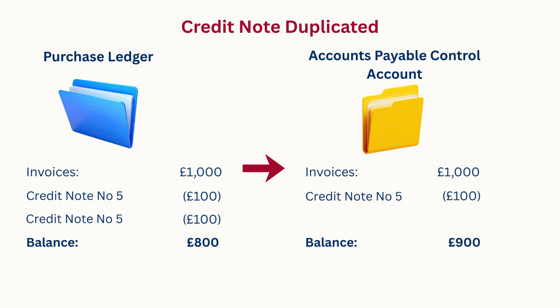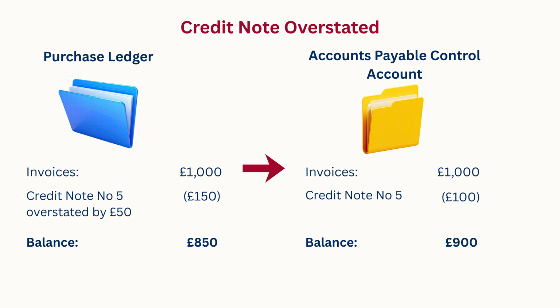This error shows a duplicated credit note. The purchase ledger has reduced the balance by £100 twice. The control account only reduced it once, so it has the correct balance. Duplicating a credit note always reduces the balance too much. Here the credit note was overstated in the ledger. Instead of recording a £100 credit, £150 was recorded. This reduces the ledger to £850, while the control account remains at £900. An overstated credit note makes the purchase ledger too low.